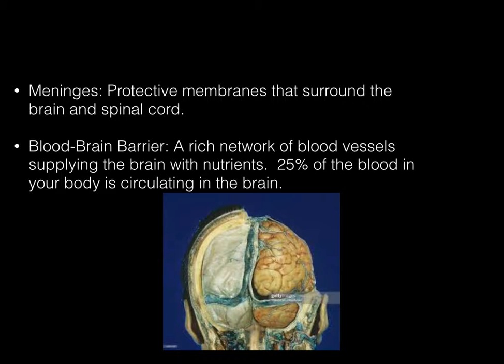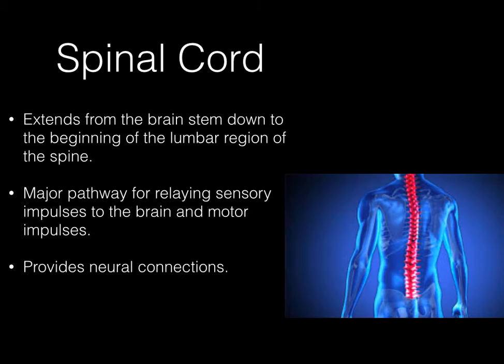And then we have the blood-brain barrier. Your brain has a lot of blood cycling through it. In fact, at any one time, about 25% of the blood in our body is going to be located in our brain. So this is important for providing the brain with nutrients, with oxygen, and excreting waste, getting waste out of the brain as well.